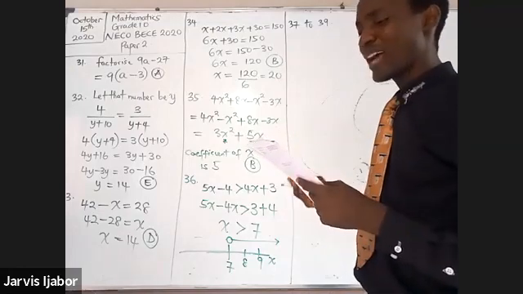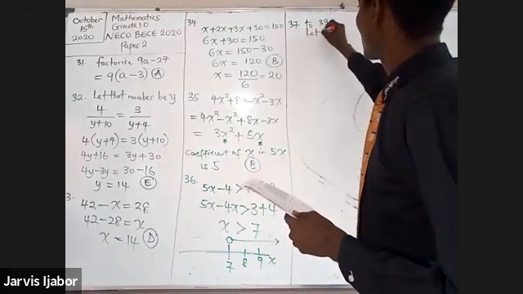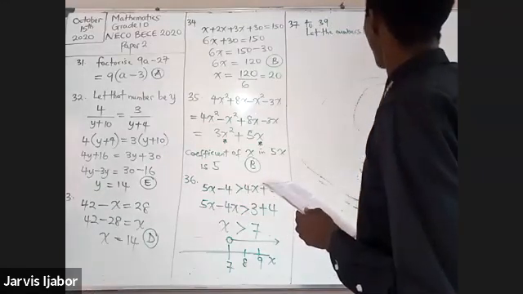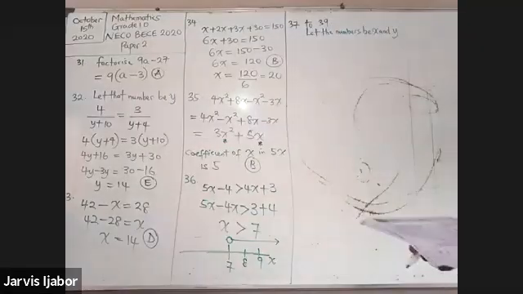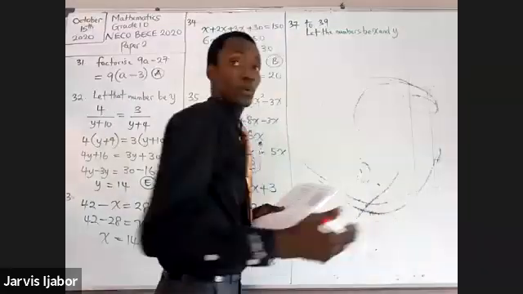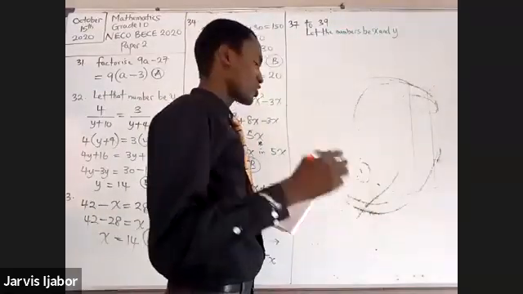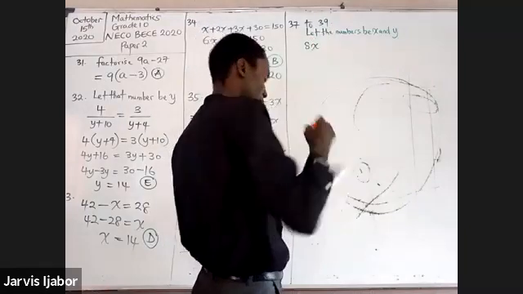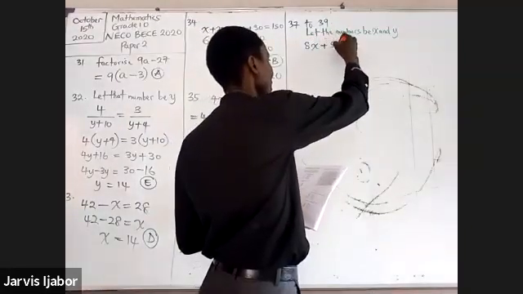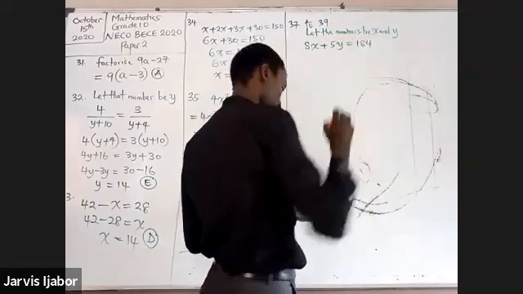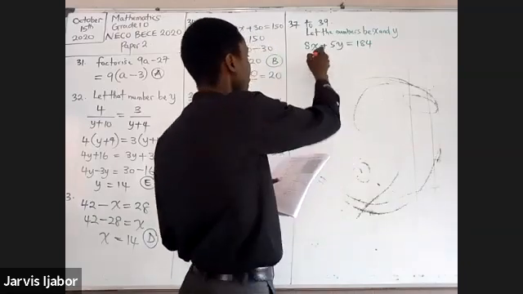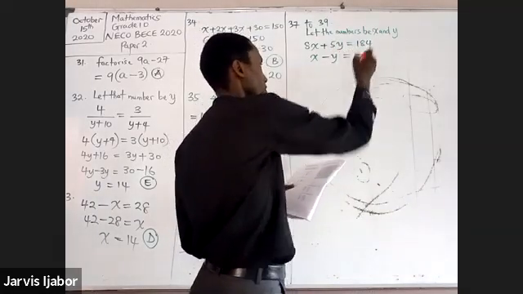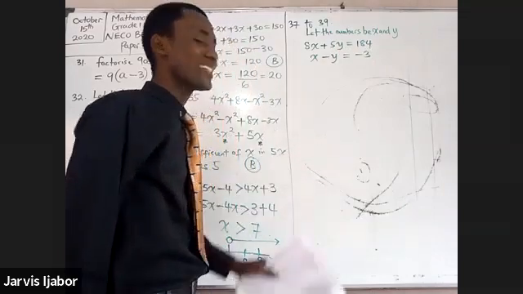The sum of 8 times a number and 5 times another number. So I will start by saying let the numbers be x and y. I define the numbers to be x and y. The sum of 8 times the first number, plus 5 times the second number, will give you 184. Good. Now it says the first number, x, minus the second number, y, will give you minus 3. Now the question says, what are the numbers?